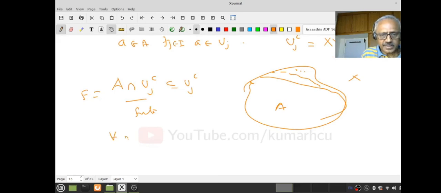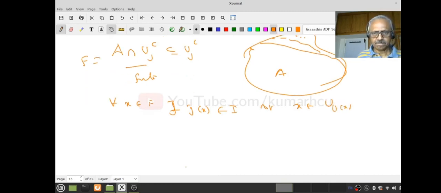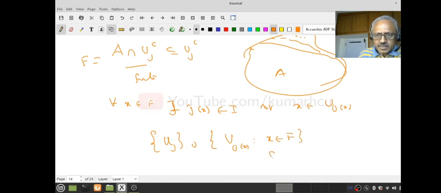So for each x in F, if F is empty, then there is nothing to do. There exists j(x) in I so that x belongs to U_j(x). You follow that? Therefore, do I have a finite subcover? Yes. Look at U_j union the U_j(x), as x varies over this finite set. This is a finite subcover.